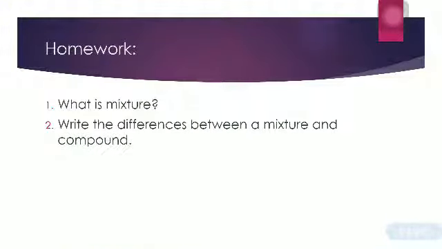So, my children, I hope you understood the concept of mixtures and what the differences between mixture and compounds are. So, based on that, here is your homework.